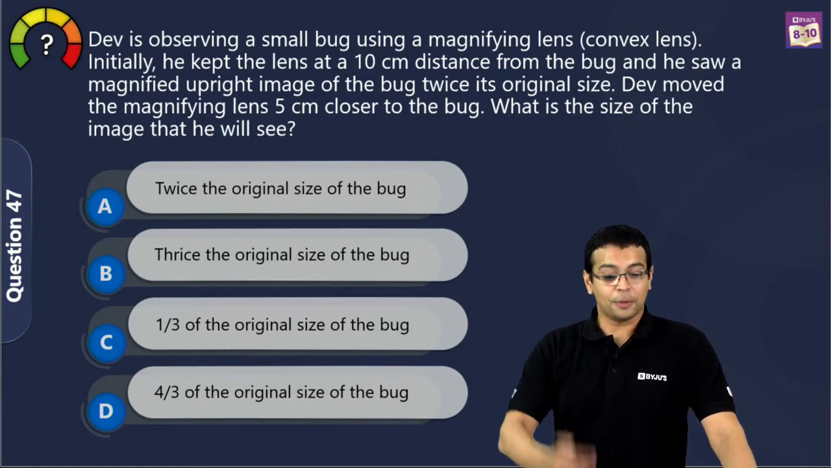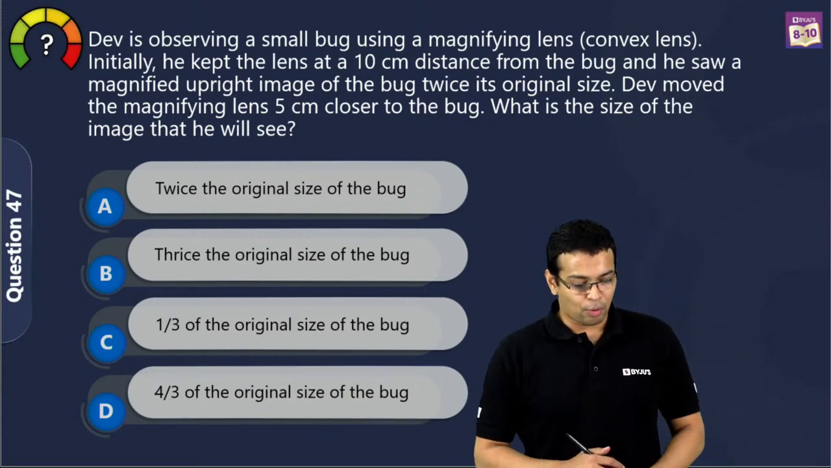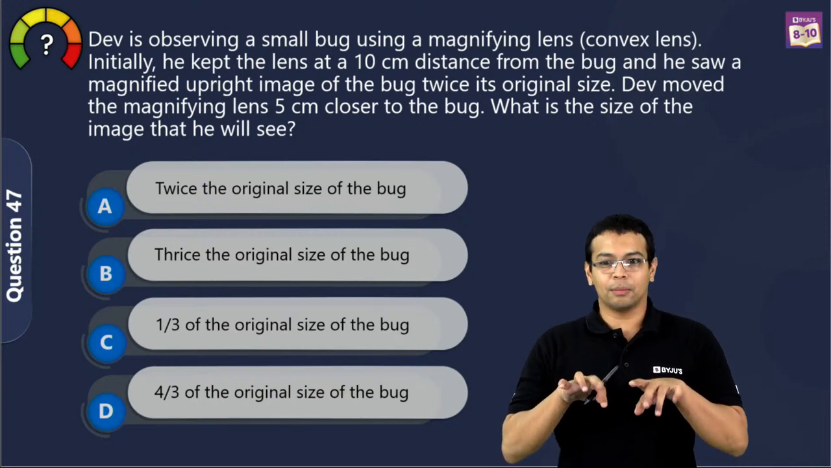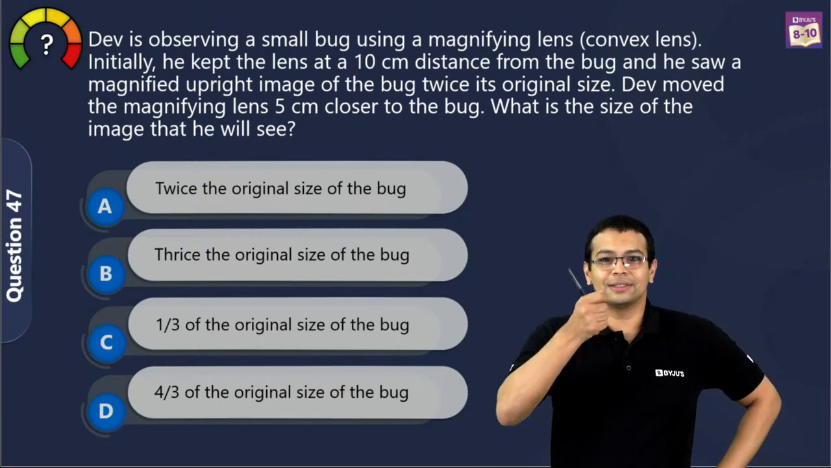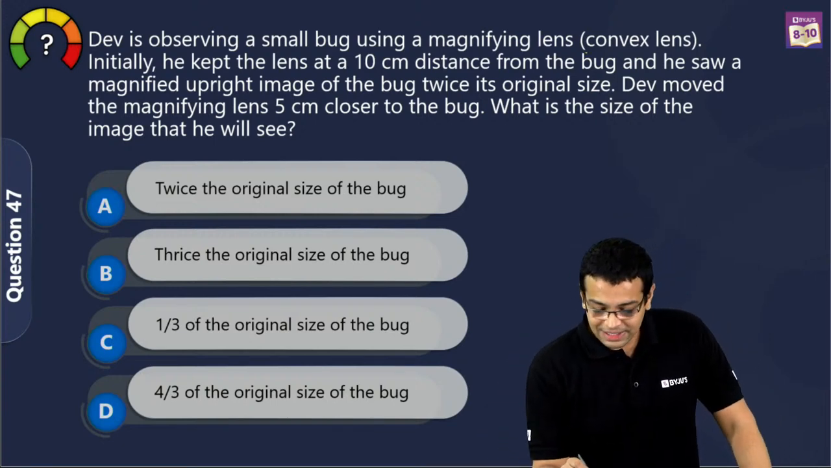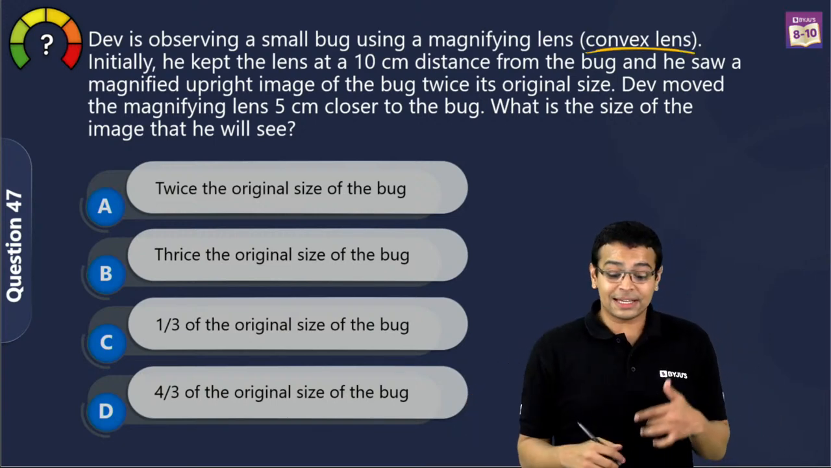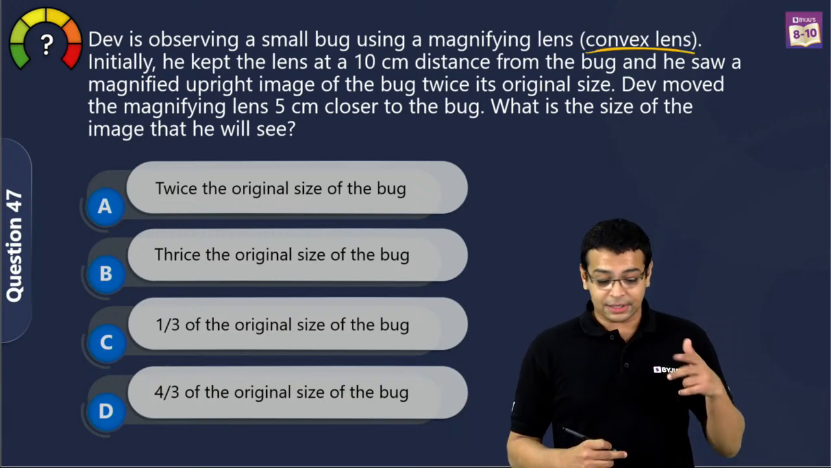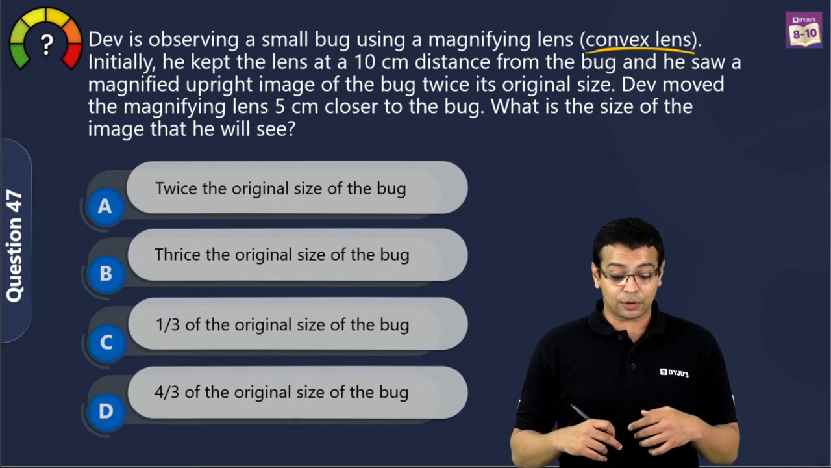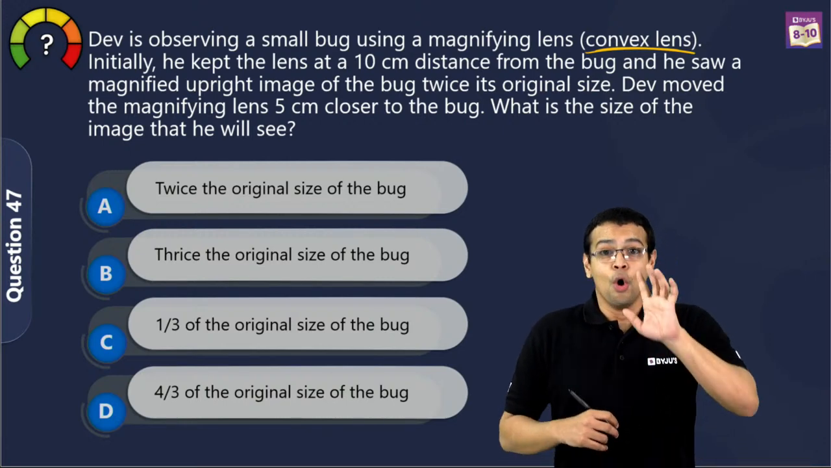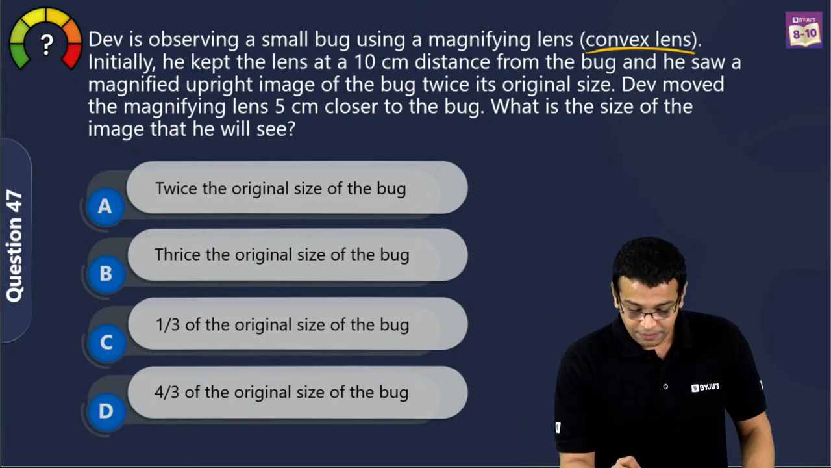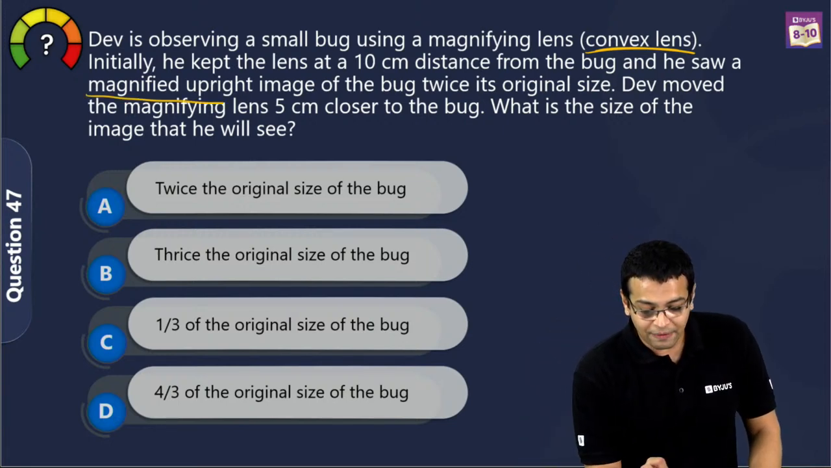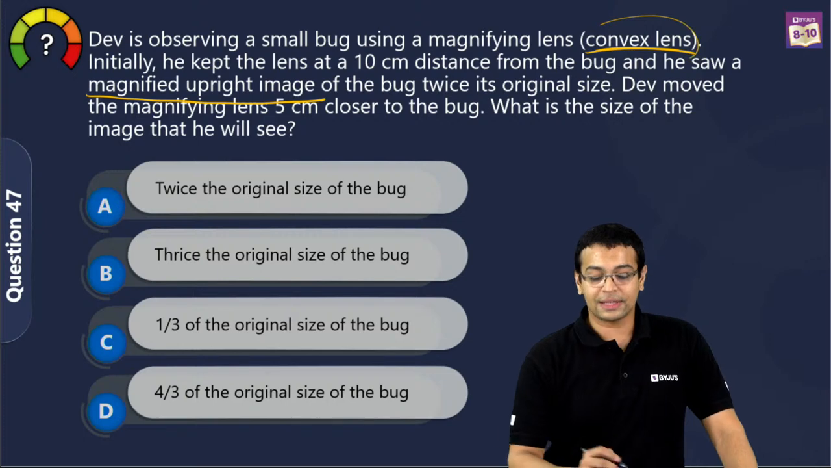Dev is observing a small bug. I hope the dev is not observing a bug, because a computer bug cannot be done with a magnifying. I think it's just an insect. Using a convex lens, magnifying lens. Initially, he kept the lens at 10 centimeter distance from the bug, and he saw that a magnified upright image of the bug twice its original size. Hold on, before reading the question, I want to see this, okay? Forget about the distance and all that. He saw a magnified upright image using a convex lens.